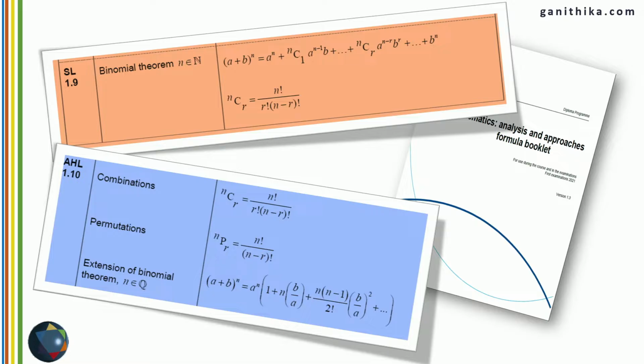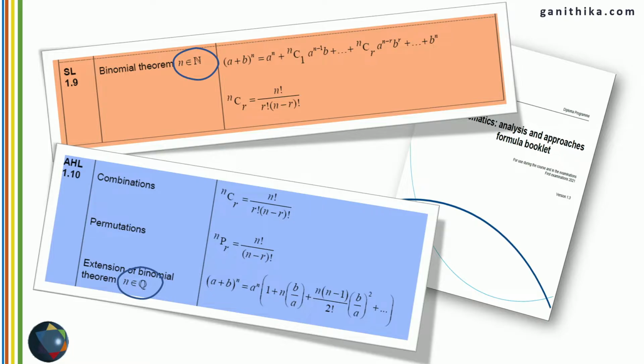Another difference that you should have noticed here is that for standard level students, the n belongs to capital N only, which is the positive integers. So for (a + b)^n, the power of this binomial can only be positive integers, which is natural numbers here. But for higher level students, you can have fractional powers. So this is the difference between standard level and higher level on binomial expansion.